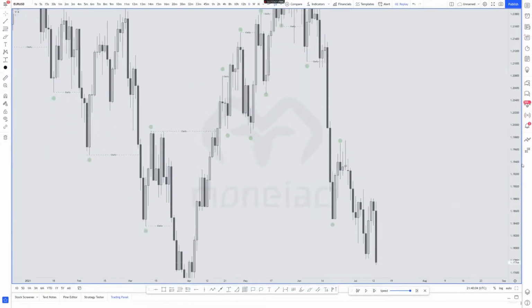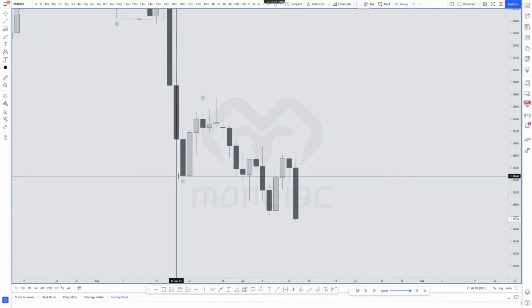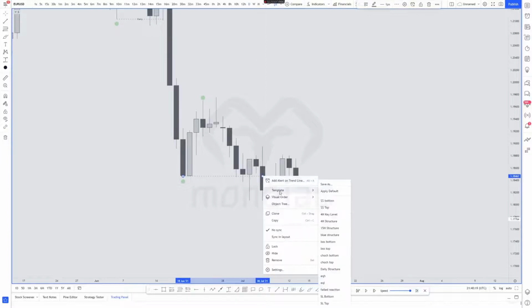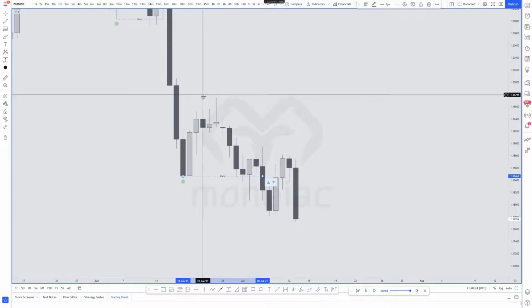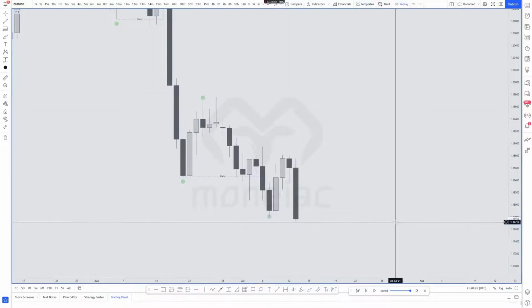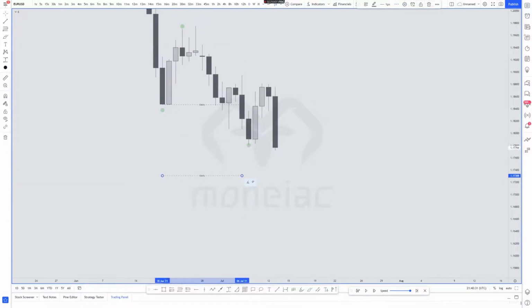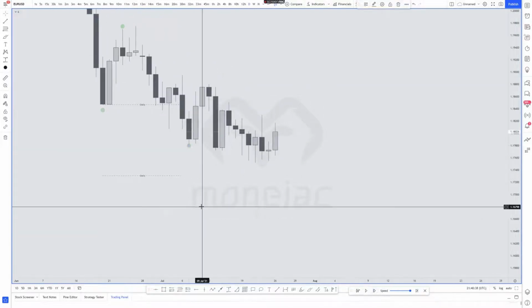So we're going to zoom in a bit here. And ultimately, once again, we have new structure. So we have a new low, and here we have our pullback as we make new structure. Let's just see where this impulse ends.